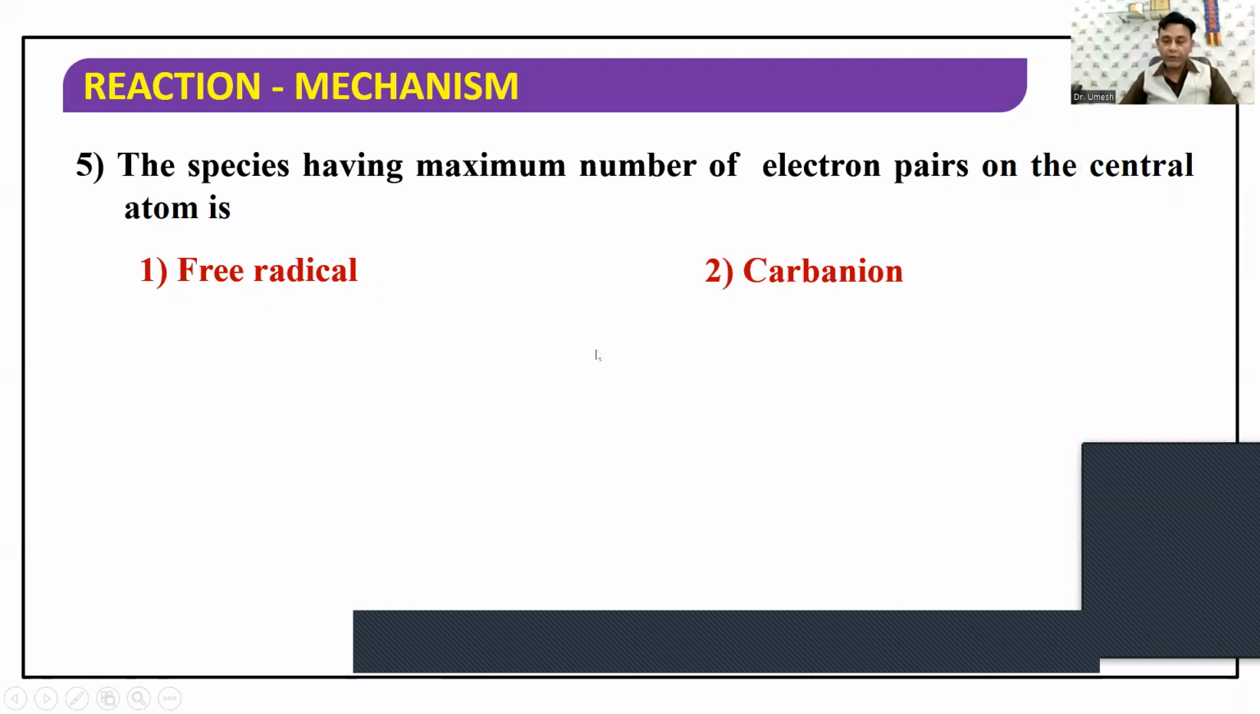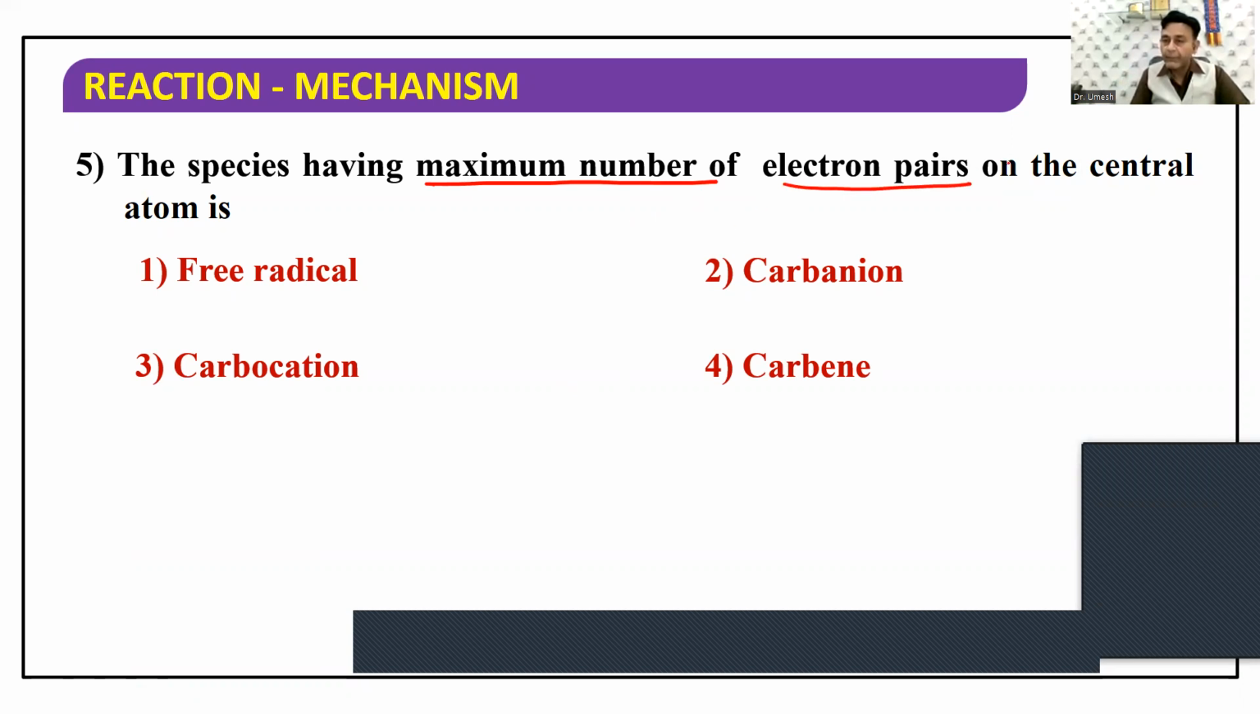So now let us continue and discuss this question here. The species having maximum number of electron pairs on the central atom, maximum number. First of all, please highlight here, focus here, what is being asked in the question. Maximum number of electron pairs on the central atom. So let us first of all draw the structure of these species and then see how many electron pairs are present, and then we will decide the maximum number of electron pairs.